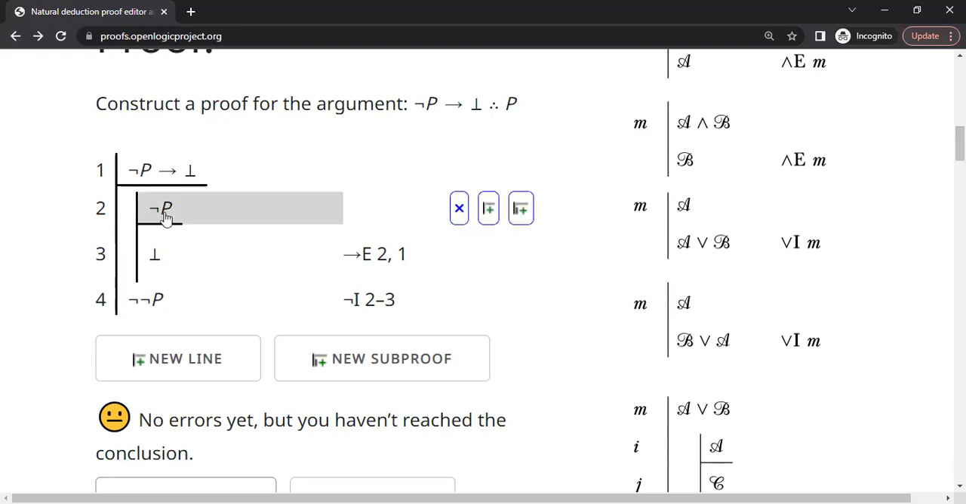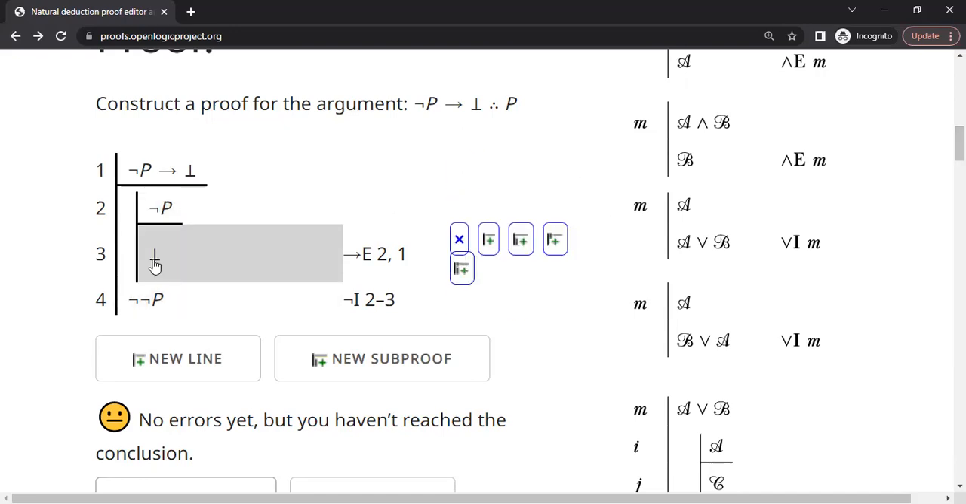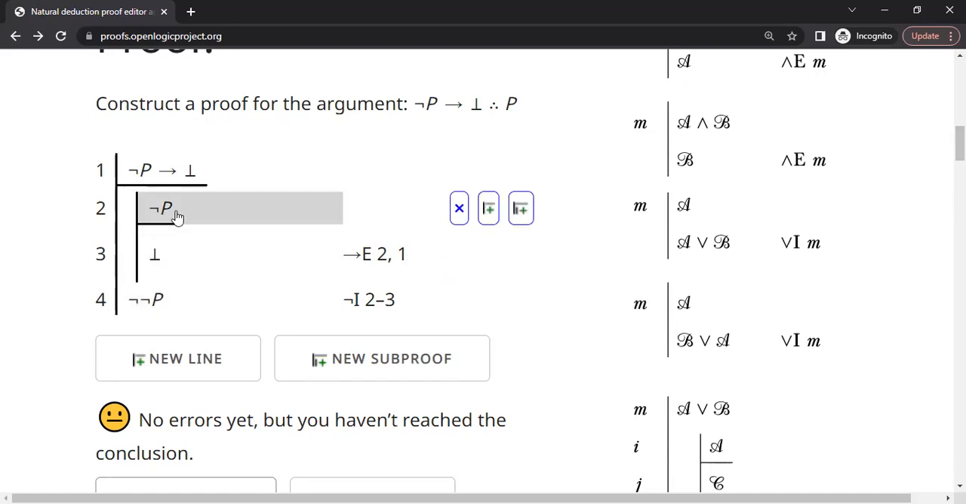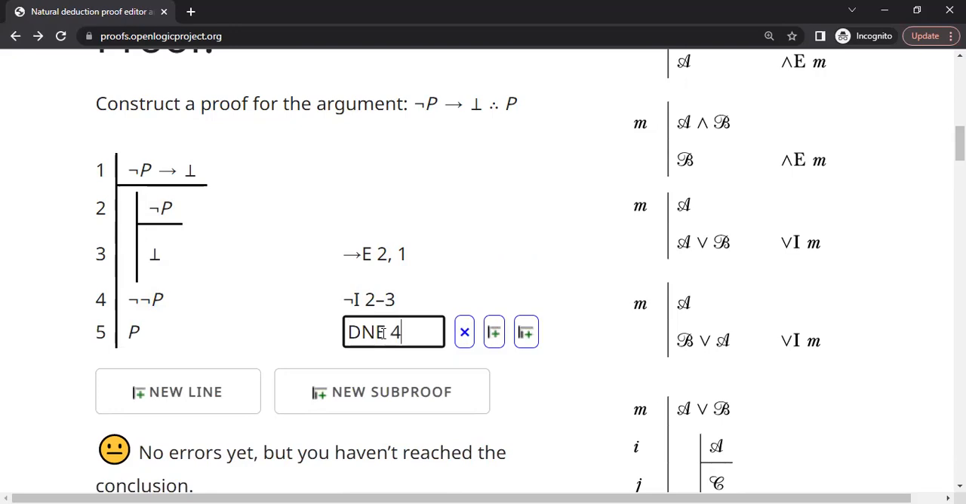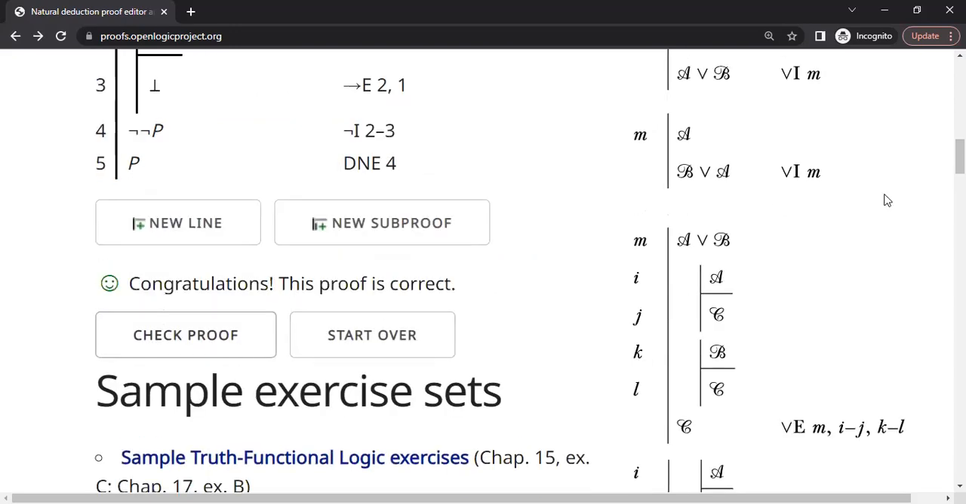The original assumption here is not p. We end up with a contradiction. Therefore, we are allowed to put a not of line number 2. Okay. And now we can easily go ahead and eliminate the double nots using the double not elimination rule, DNE, to line number 4. Let's check the proof. Okay, the proof is correct.